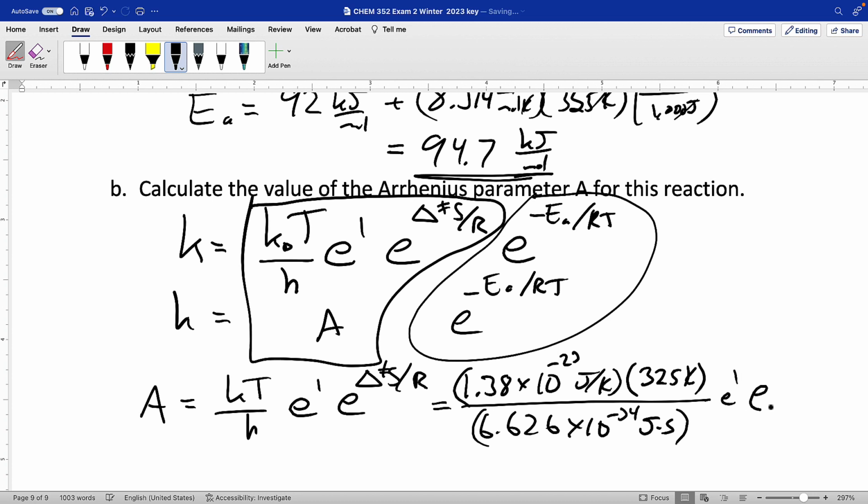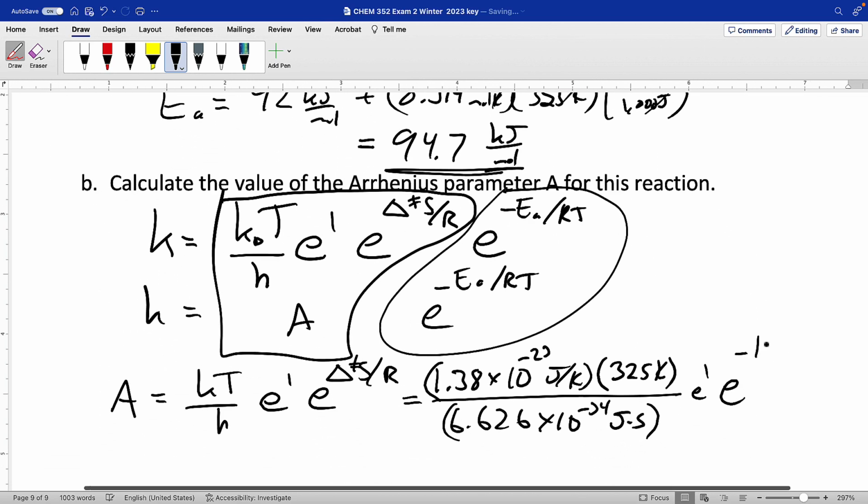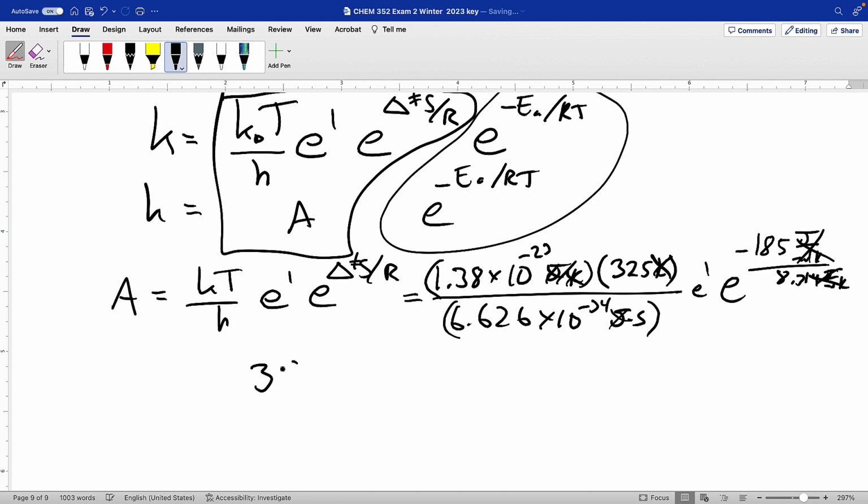e to the 1, and then e to the entropy of activation, which we said was negative 185 joules per mole per Kelvin, and we're dividing by R, 8.314 joules per mole per Kelvin. So we can see these units cancel out, so we can feed this straight into this exponential function. Kelvins cancel kelvins, joules cancel joules, and we end up with 3991 as our Arrhenius factor. Oh, and we forgot our units, it's reciprocal seconds.